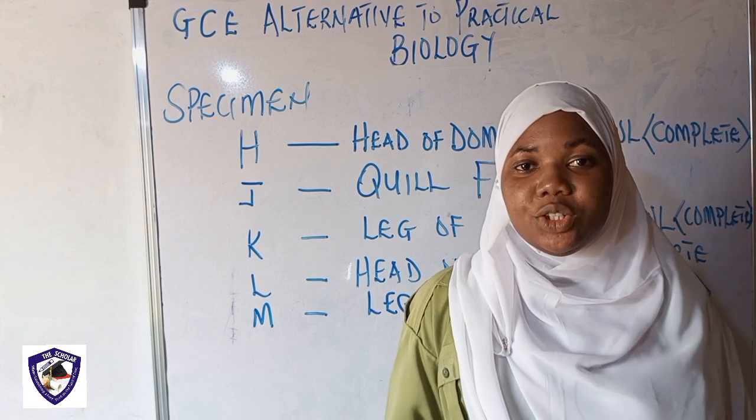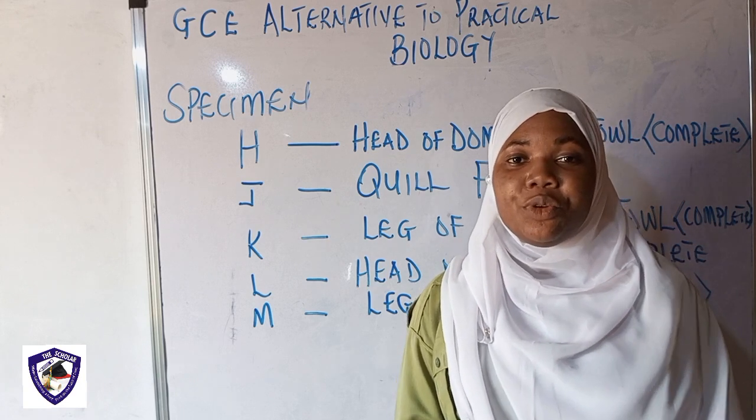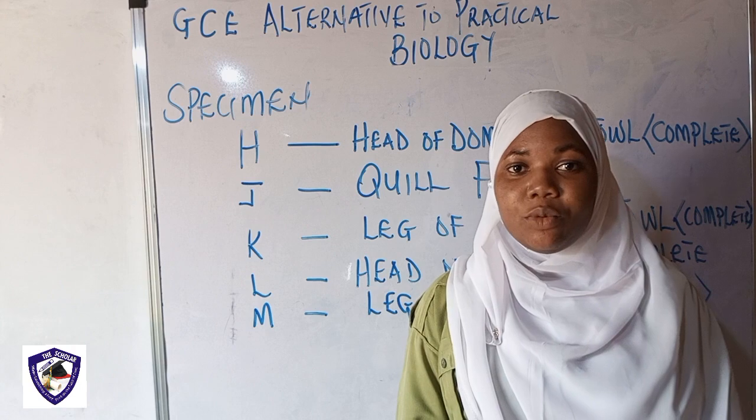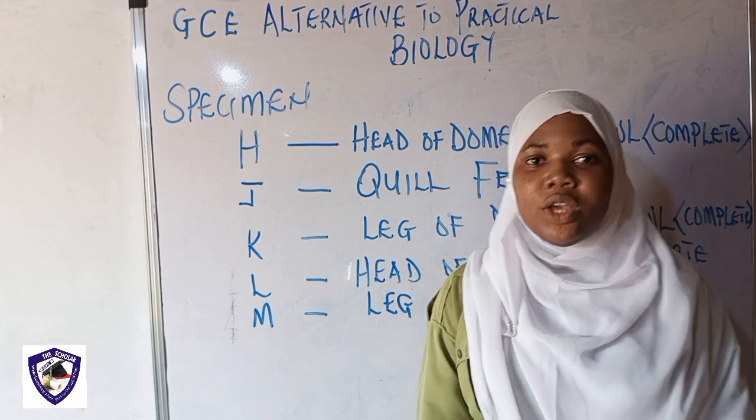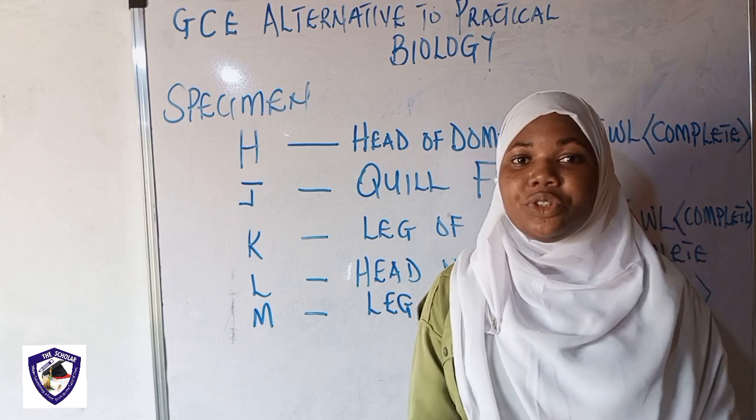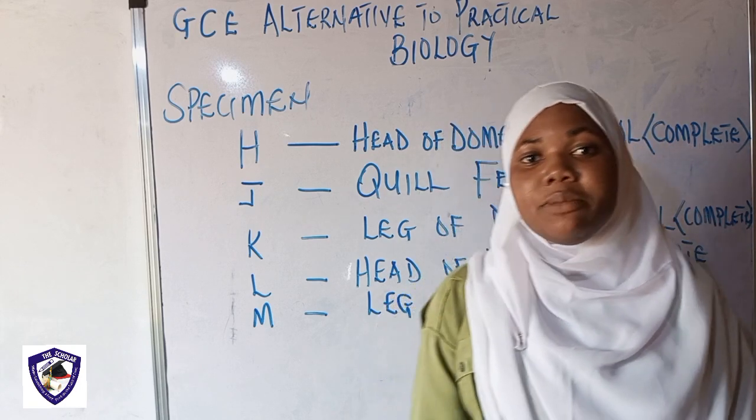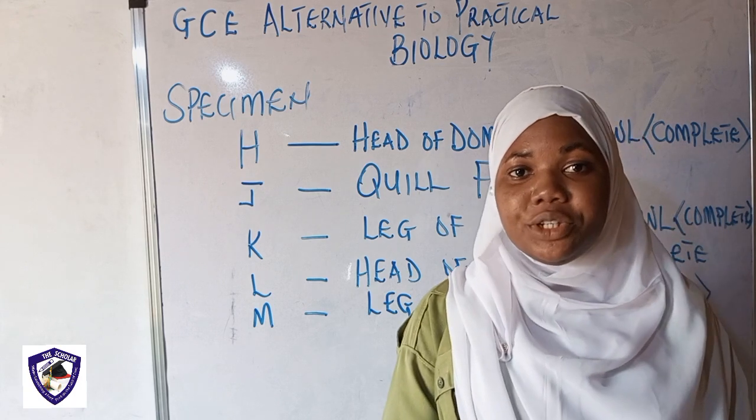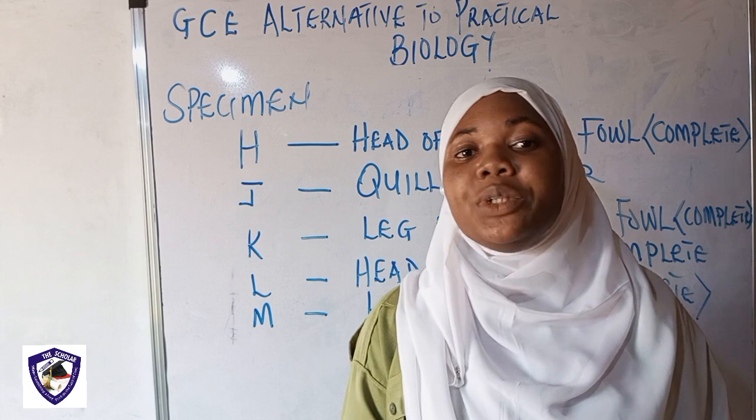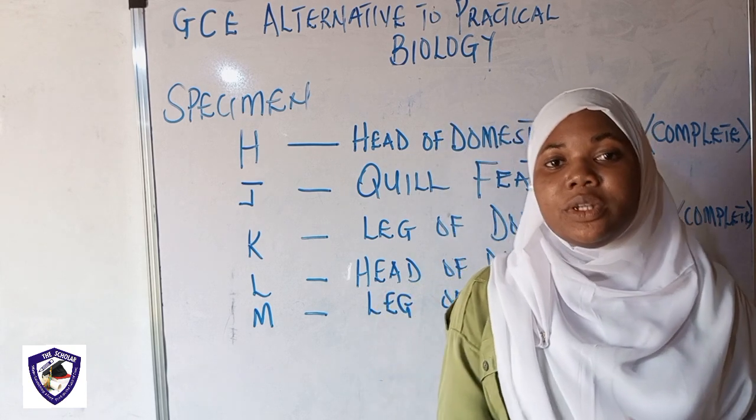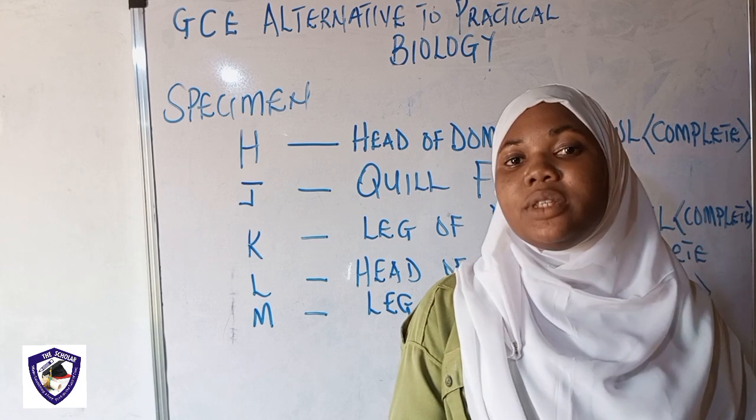You're welcome to another section of the Scholar Online class, and I'm your tutor, Miss Fatima. Today we'll be continuing what we treated last time. We're doing alternative to practical biology for those writing GCE. In our last section, we treated different phyla from specimen A, B, C, D, E, F, G, and H, where we looked at the phylum, the kingdom, the classification, the adaptive features, the similarities, and the differences.